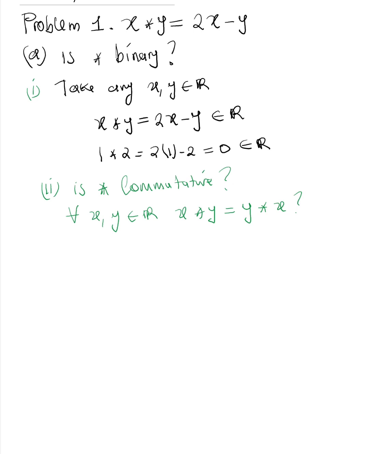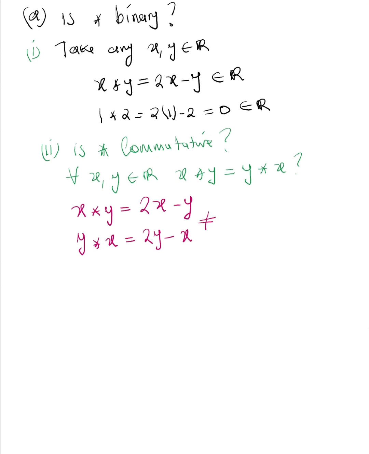Now we know that x star y is equal to 2x minus y. That is twice the first number minus the second number. Now, y star x is equal to twice the first number, which is y, minus x. You can see that these two are not the same. 2x minus y is not the same as 2y minus x.